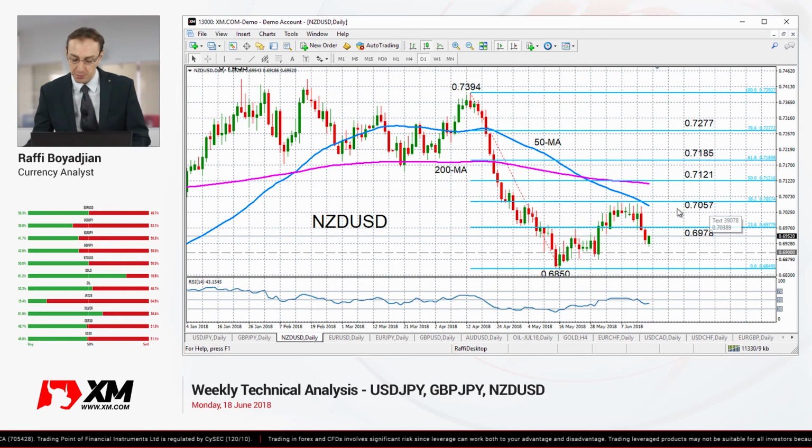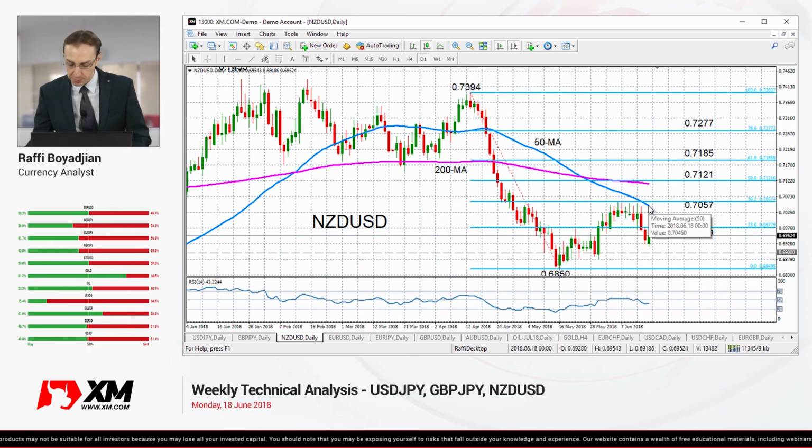We saw prices several times attempting to break above that resistance level from late May and early June, but failed to do so. A break above that level would help strengthen the upside momentum.